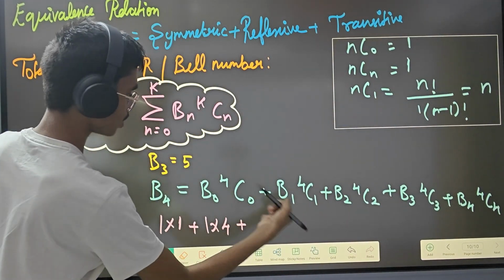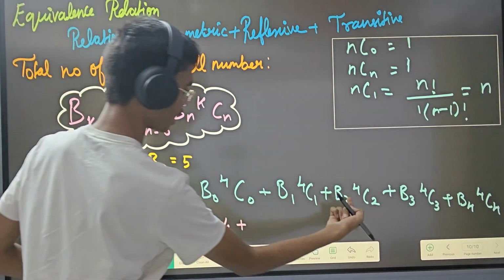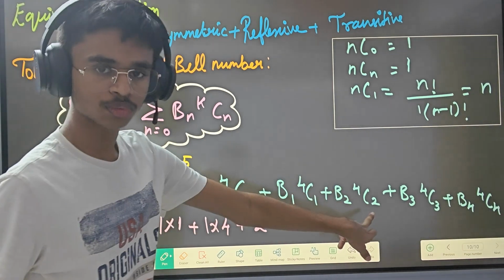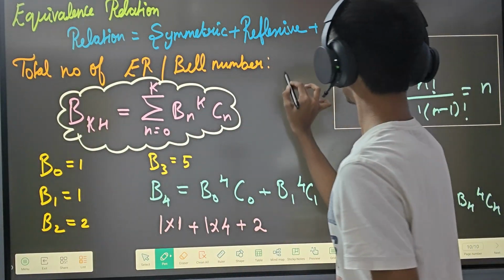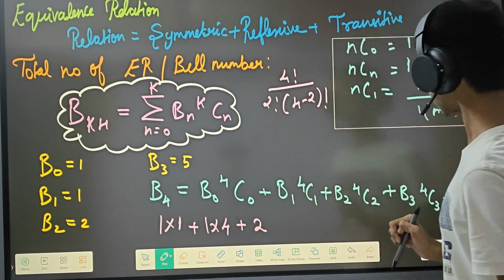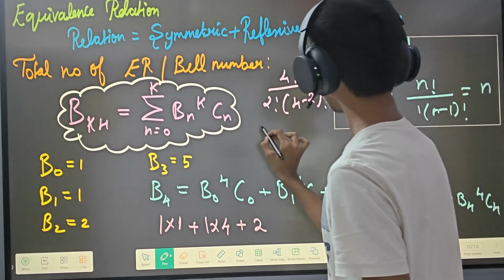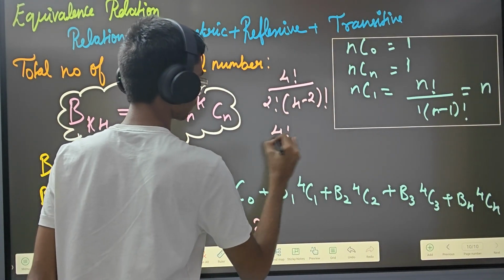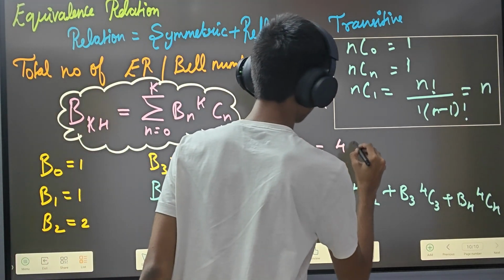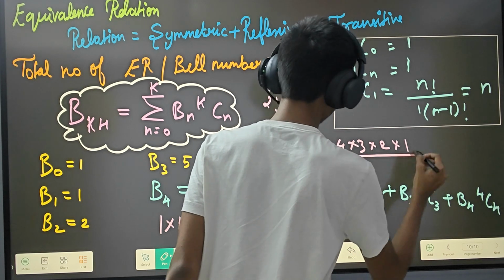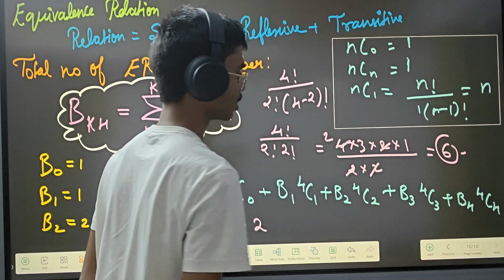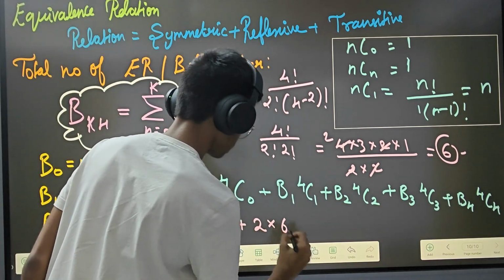Then plus B1, yeah, this we have completed. Next is B2. What is B2? B2 is 2. So 2 into, what is 4C2? We will do that here. So 4 factorial whole divided by 2 factorial into (4 minus 2) the whole factorial. So this can be written as 4 factorial by 2 factorial into 2 factorial. Now, how will you write this? 4 into 3 into 2 into 1 whole divided by 2 into 2. So this is equal to 6. So into 6.